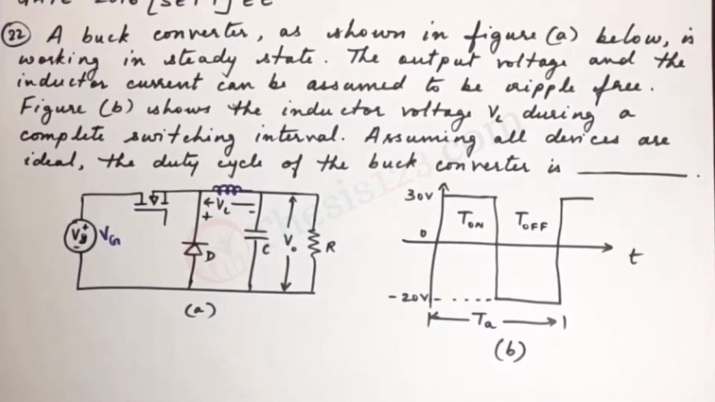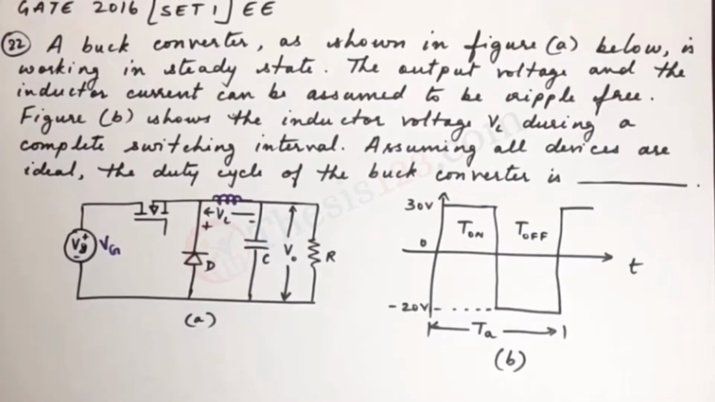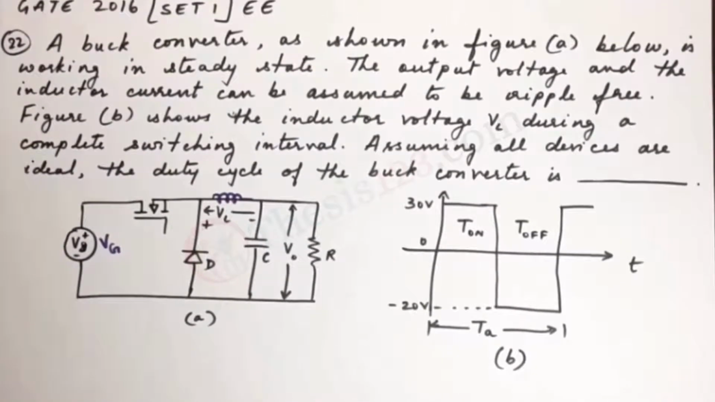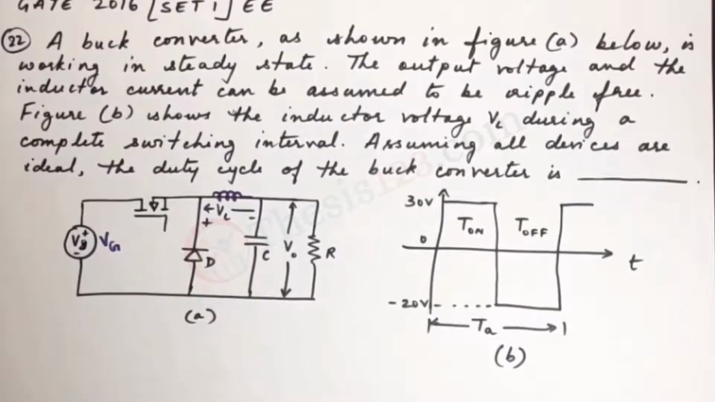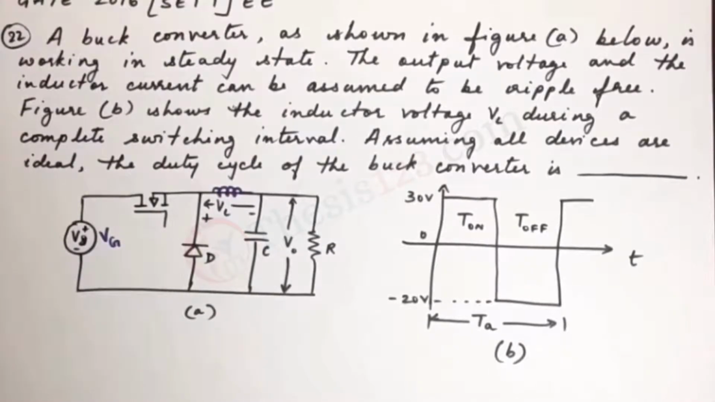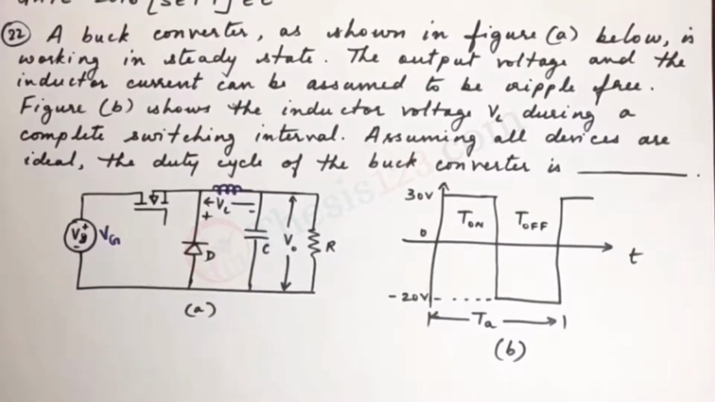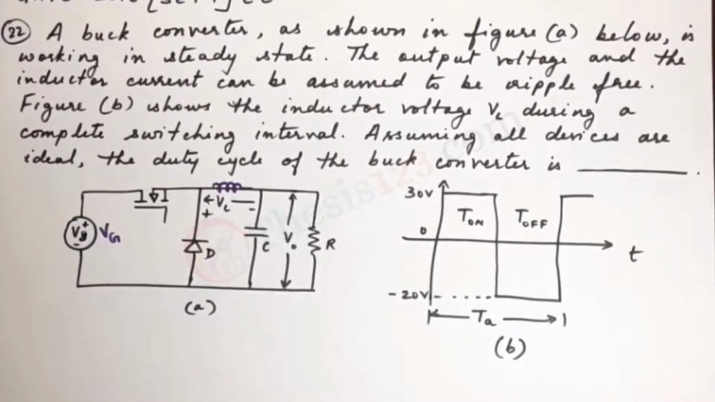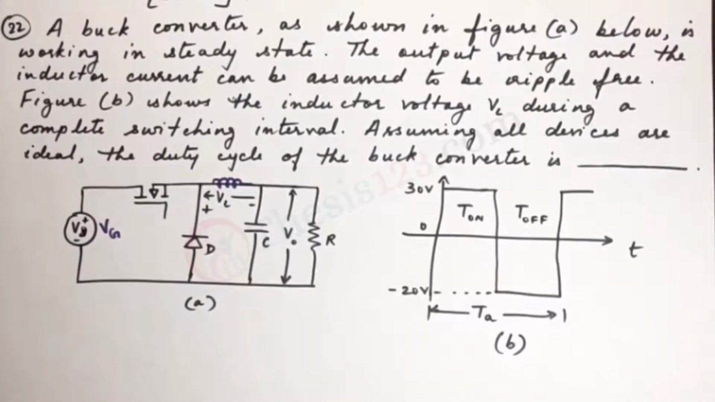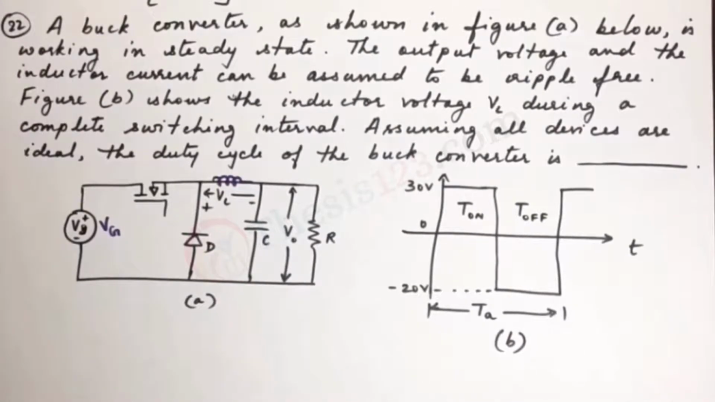Here's the next question, number 22. A buck converter, as shown in the figure below, is working in steady state. The output voltage and the inductor current can be assumed to be ripple-free. Now the next figure shows the inductor voltage VL during a complete switching interval. Assuming all devices are ideal, find the duty cycle of the buck converter.